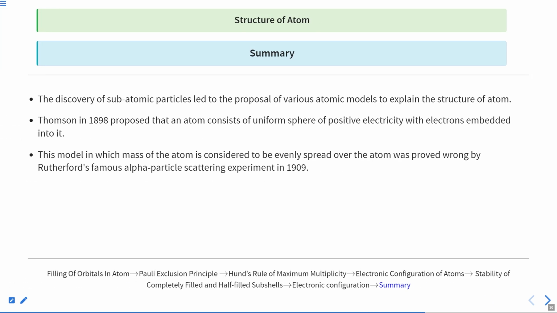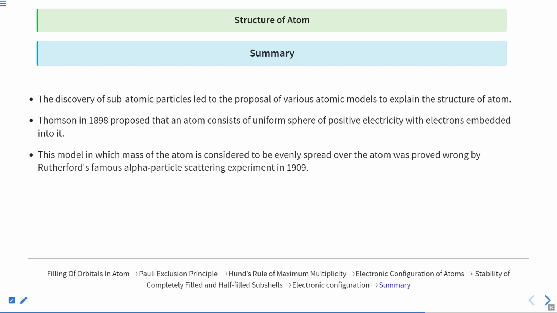So this discovery of subatomic particles led to the proposal of various atomic models to explain the structure of the atom. So Thomson in 1898 proposed that an atom consists of a uniform sphere of positive electricity with electrons embedded in it. So you can think of it as a Christmas pudding in which the cherries are present as the electrons. Now this model, in which the mass is considered to be evenly spread in the atom, was proved wrong by the Rutherford experiment. It was totally proven wrong.